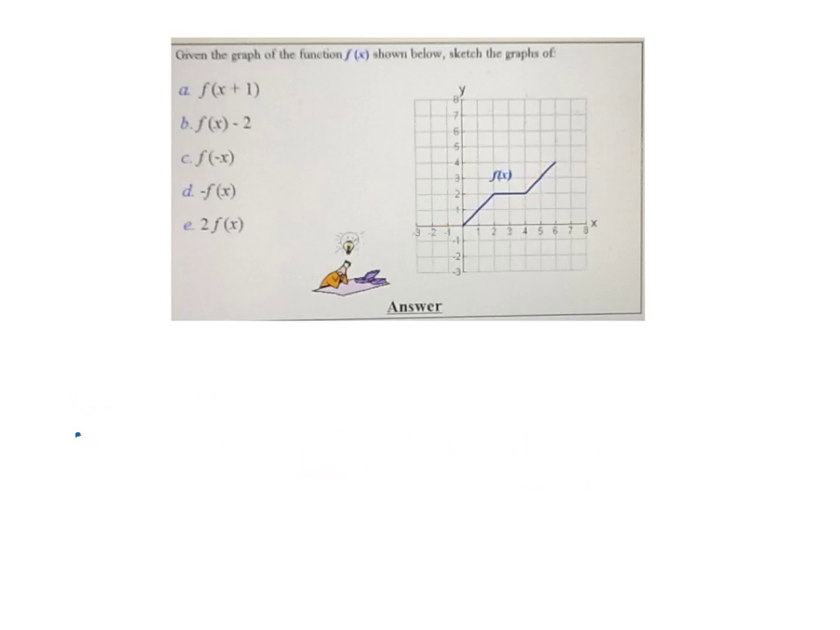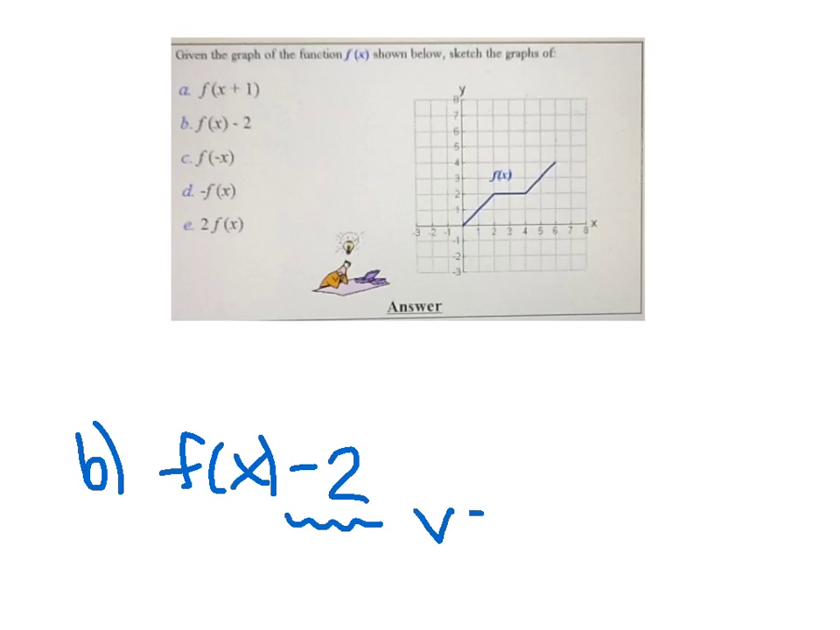All right, letter B. F of x minus 2. Same thing, lots of self-talk. Are you inside or outside? I would say the 2 is clearly outside, so that's telling me that's a vertical shift. And I'm literally going to do what I see on a vertical shift.